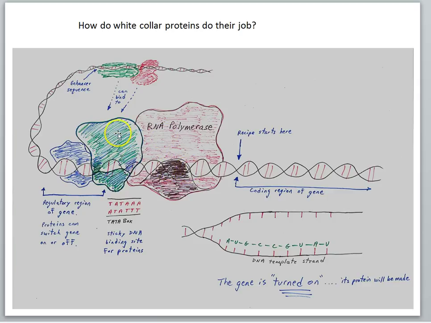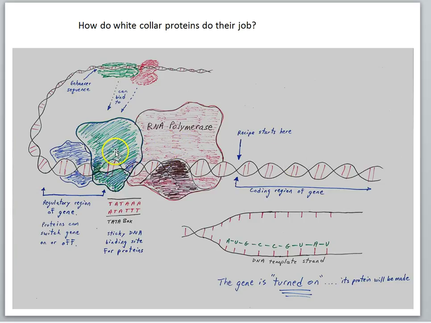See, so if these two proteins, because they stick to this DNA region here, are helping RNA polymerase do its job, then these two proteins, the blue and the green one here, we would say they are helping to turn on the gene. And this is the way that a white collar protein can operate. It can help express a gene by helping RNA polymerase do its job.